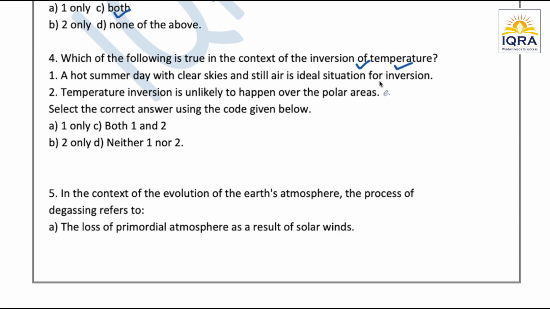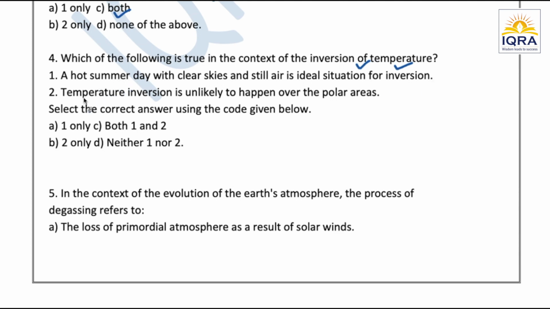Okay, let's now understand about the conditions. So a long winter night with a clear sky and still air is the ideal situation for the inversion. I repeat, a long winter night with a clear sky and still air is the ideal situation, right? But our option says a hot summer day with a clear sky, hence this option becomes incorrect.